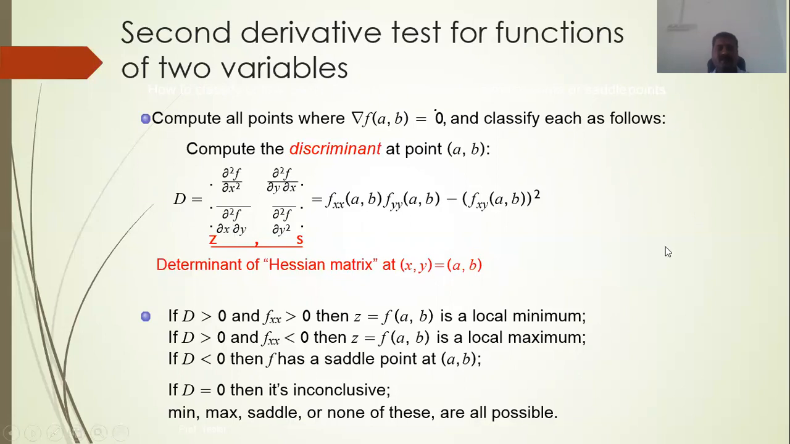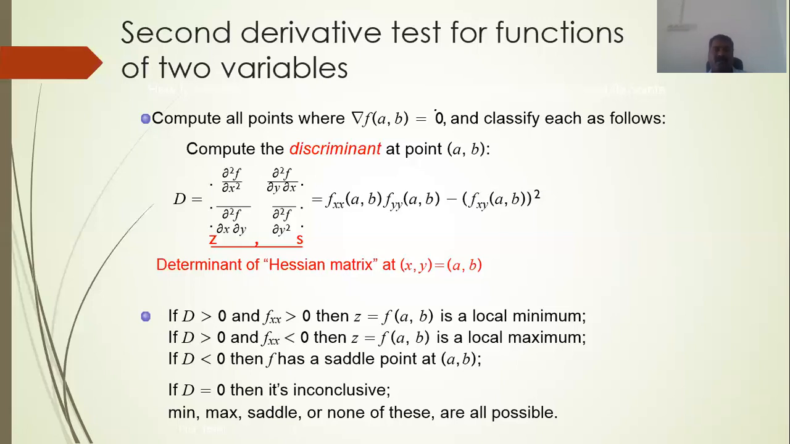If the determinant is greater than 0, and mainly if it's positive definite, that is D is greater than 0 and f_xx, the second derivative, is greater than 0, then z equal to f(a, b) is a local minimum. If D is greater than 0 and f_xx is less than 0, then z equal to f(a, b) is said to be a local maximum. If D is less than 0, then it becomes a saddle point. If D equals 0, then it is inconclusive. So (a, b) can be a minima, maxima, saddle point, or none of these. All are possible here.